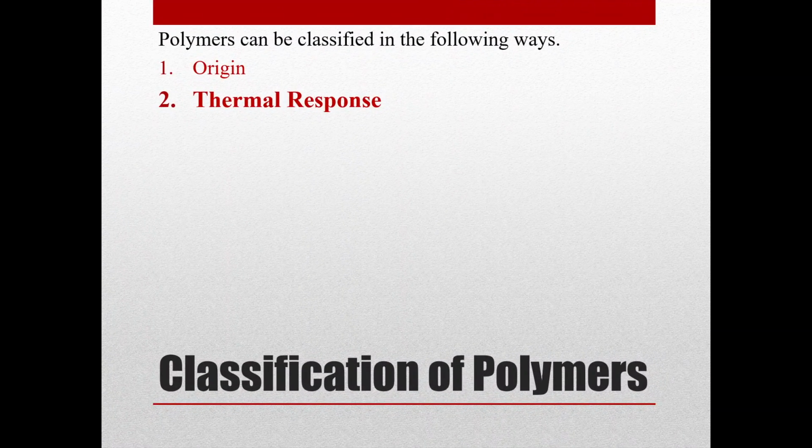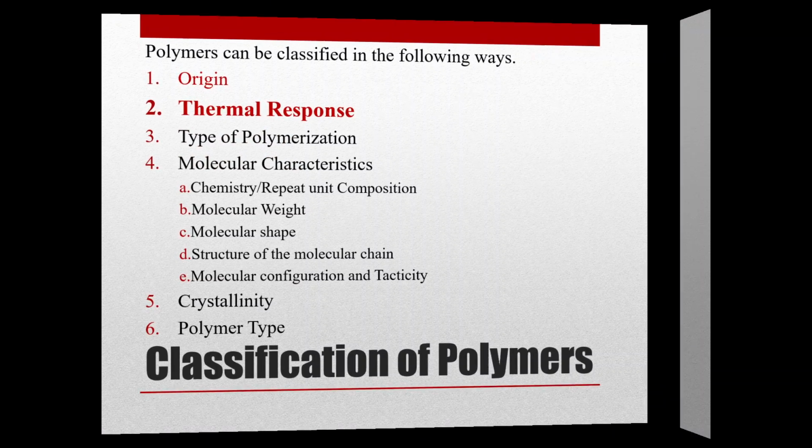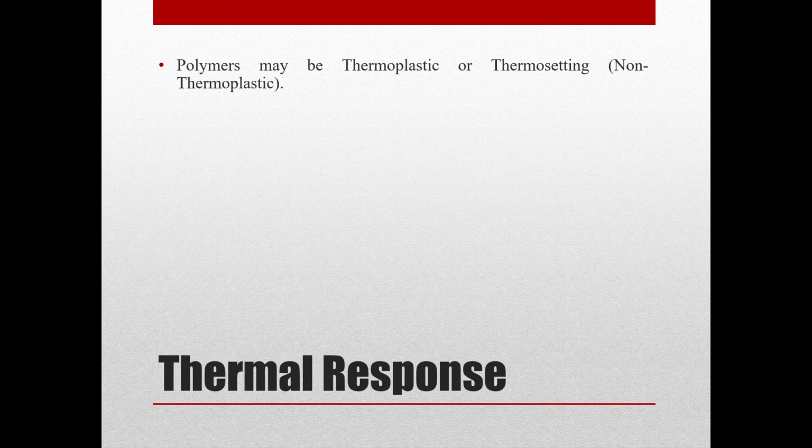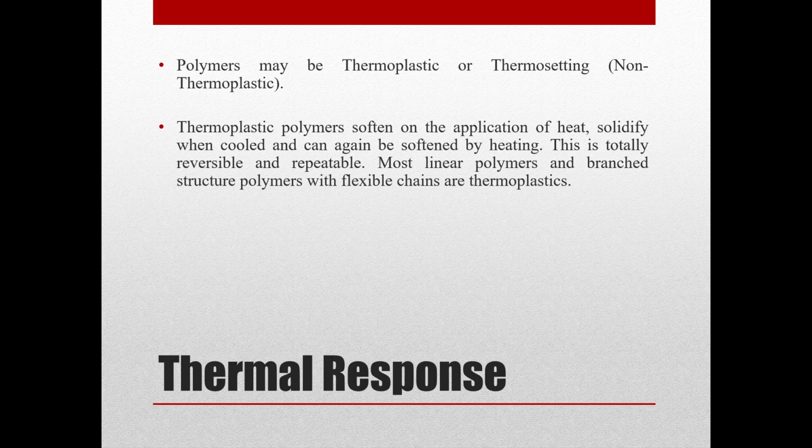So now we look at the second classification of polymers, and that is thermal response. Polymers can be either thermoplastic or thermosetting, that is, non-thermoplastic. Thermoplastic polymers soften on the application of heat, solidify when cooled, and they can again be softened by heating. This is totally reversible and repeatable. Most linear polymers and branch structure polymers with flexible chains are thermoplastic.